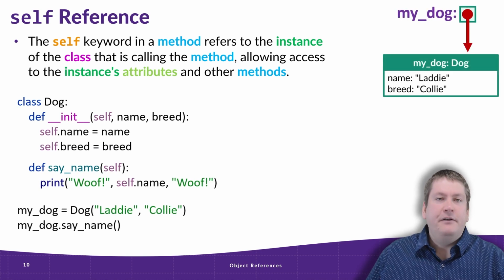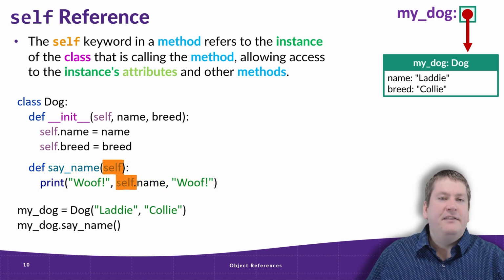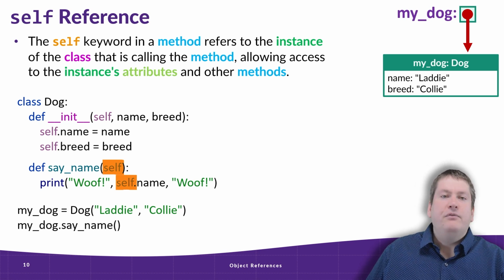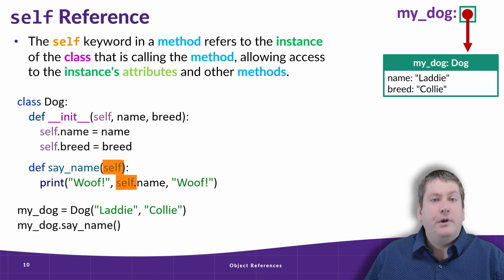Well, here we have that dog class again, except we've added a new method called sayName. What this does is it simply outputs woof, the name of the dog, and then woof again. But the important detail here is that self keyword. It's also the parameter, and the only parameter to the sayName method. And we know from previous examples and videos that this is accessing the instance attribute named name to get it and put it in our print statement. But how is this working?